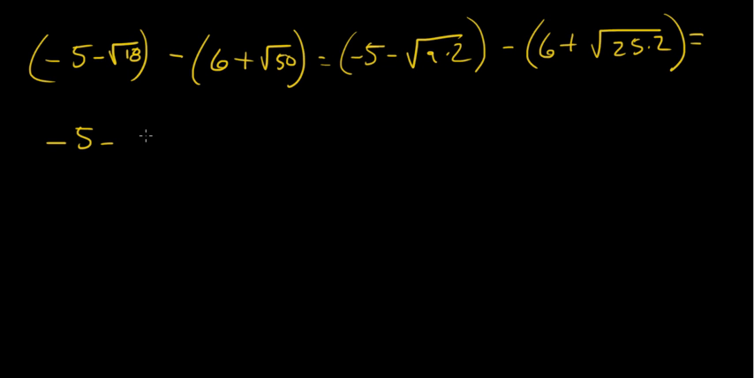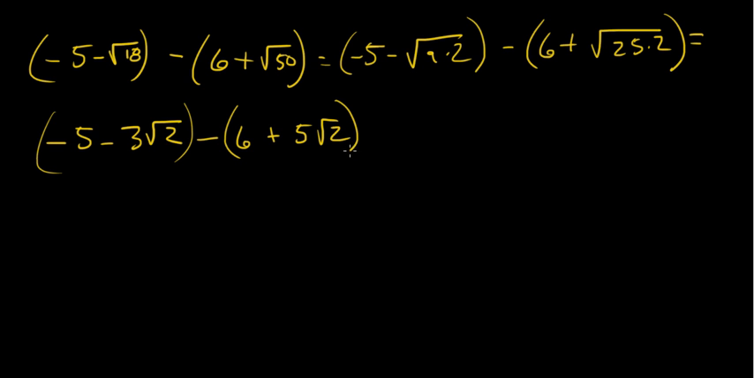Negative 5 minus 3 square root of 2. Square root of 9 is 3, so 3 square root of 2. Minus 6 plus 5 square root of 2. So, negative 5 minus 6 is negative 11. Negative 3 square root of 2 minus 5 square root of 2 is a negative 8 square root of 2. And so we're done with that one.